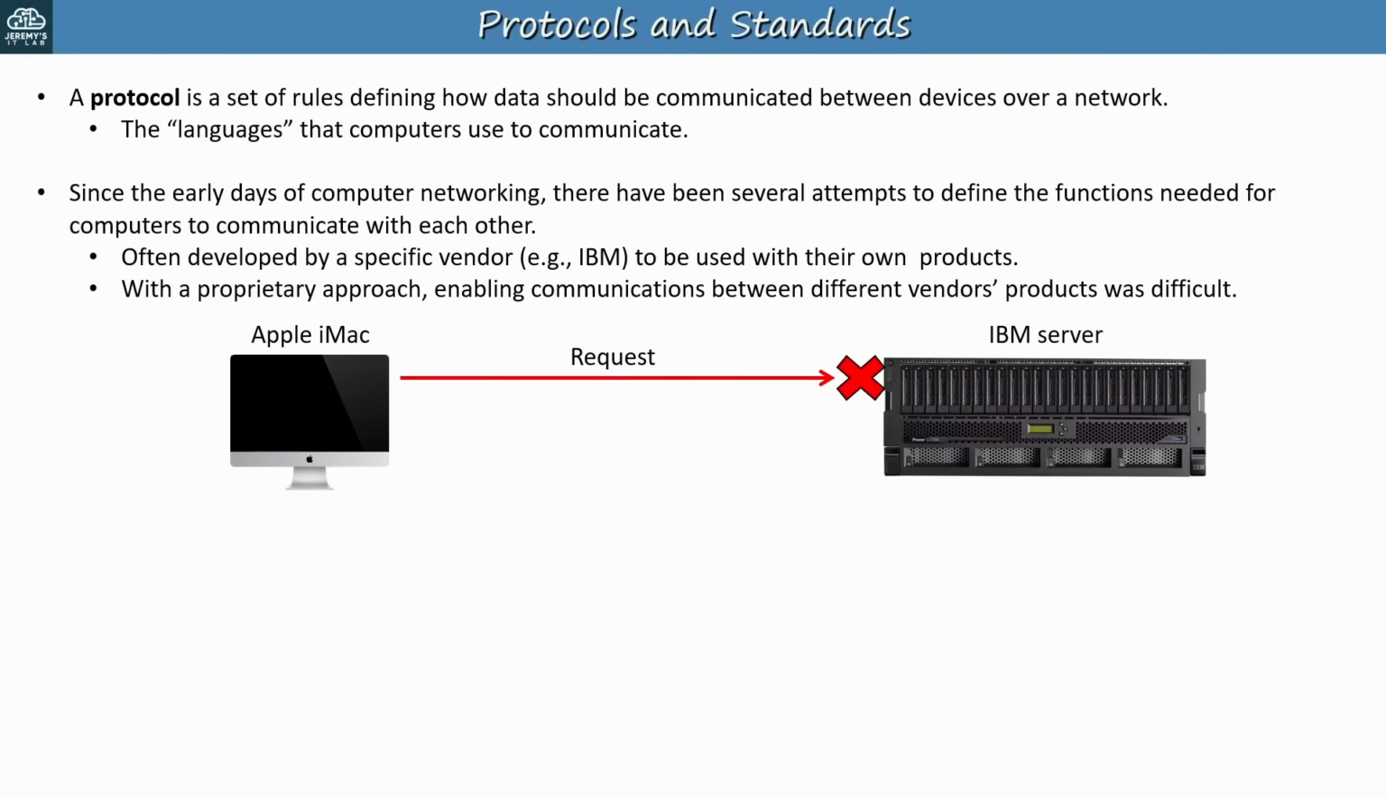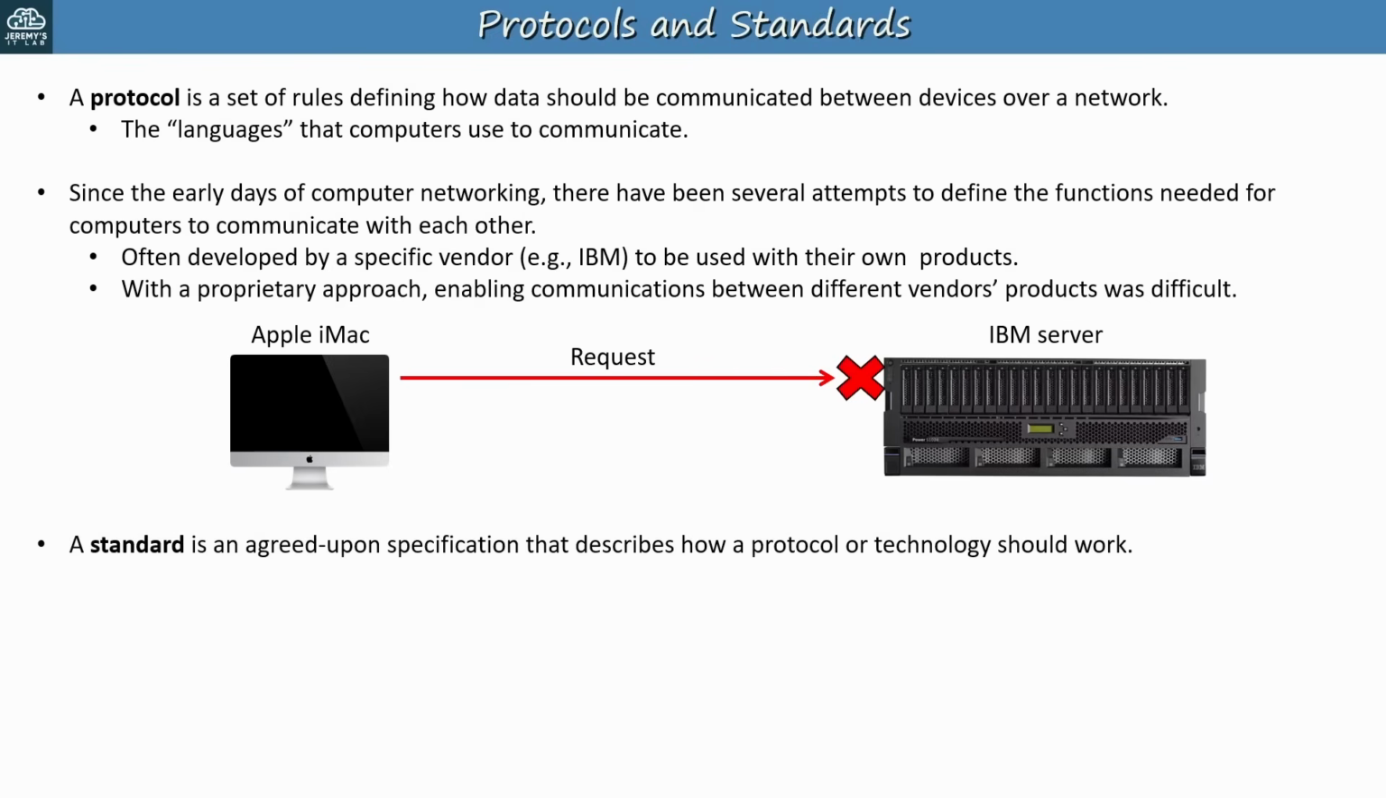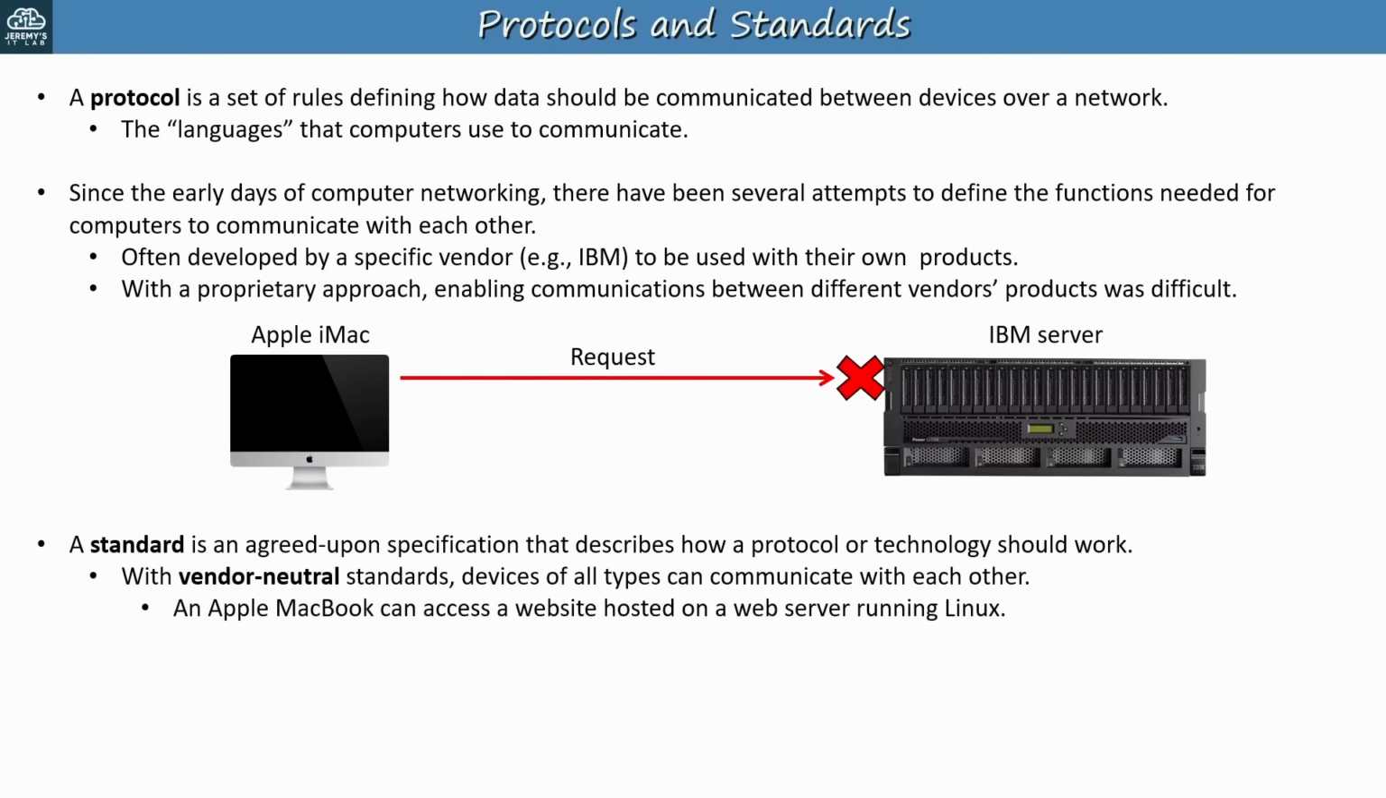To solve this issue, today's networks and the devices connected to them use standard vendor-neutral protocols and technologies. A standard is an agreed-upon specification that describes how a protocol or technology should work. When devices follow vendor-neutral standards, devices of all types can communicate with each other. For example, an Apple MacBook can access a website hosted on a Linux web server, and a PC running Windows can send an email that can be read on a smartphone running Android. As long as the devices follow the same standards, they can work together on the network.